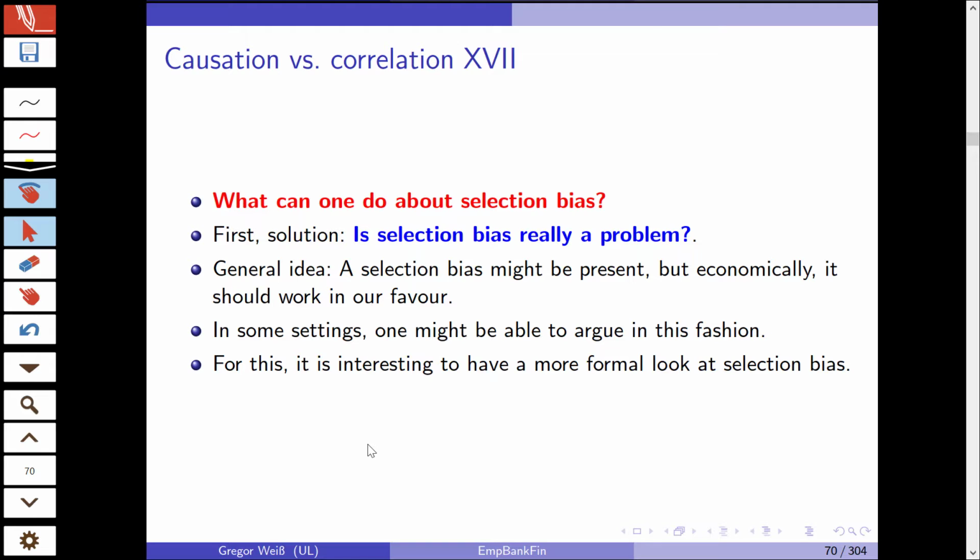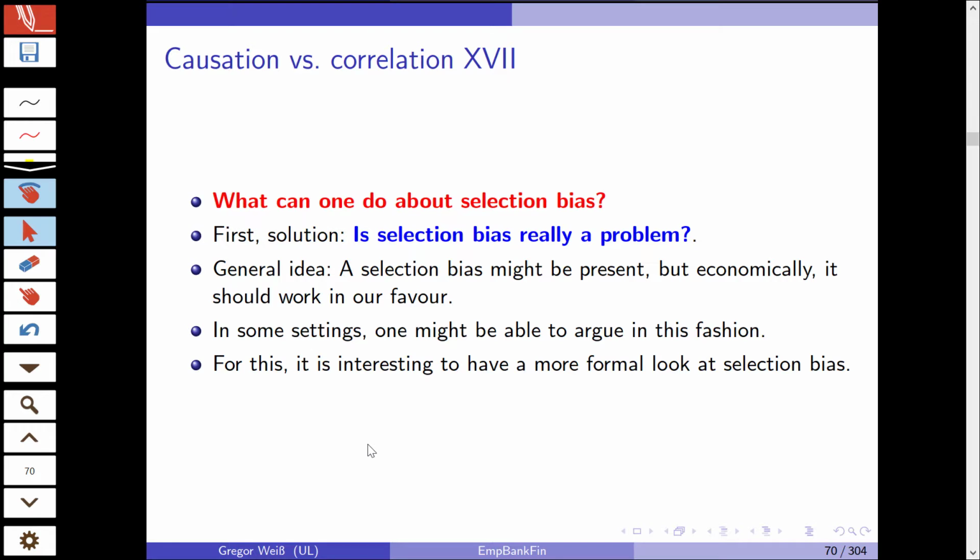So what can you do about selection bias? First, is selection bias really a problem? The general idea is that you might have a selection bias present, but economically it should work in our favor. For example, if you want to show that X increases Y, you can establish and argue that the selection bias should actually increase Y even further, the selection bias should work in the same direction as the effect you want to study. So you could argue, I'm showing a positive relation between X and Y. There might be a selection bias, but the selection bias might even increase this effect even further. So there's no problem. We can show a positive effect, and the selection bias might even increase this further.